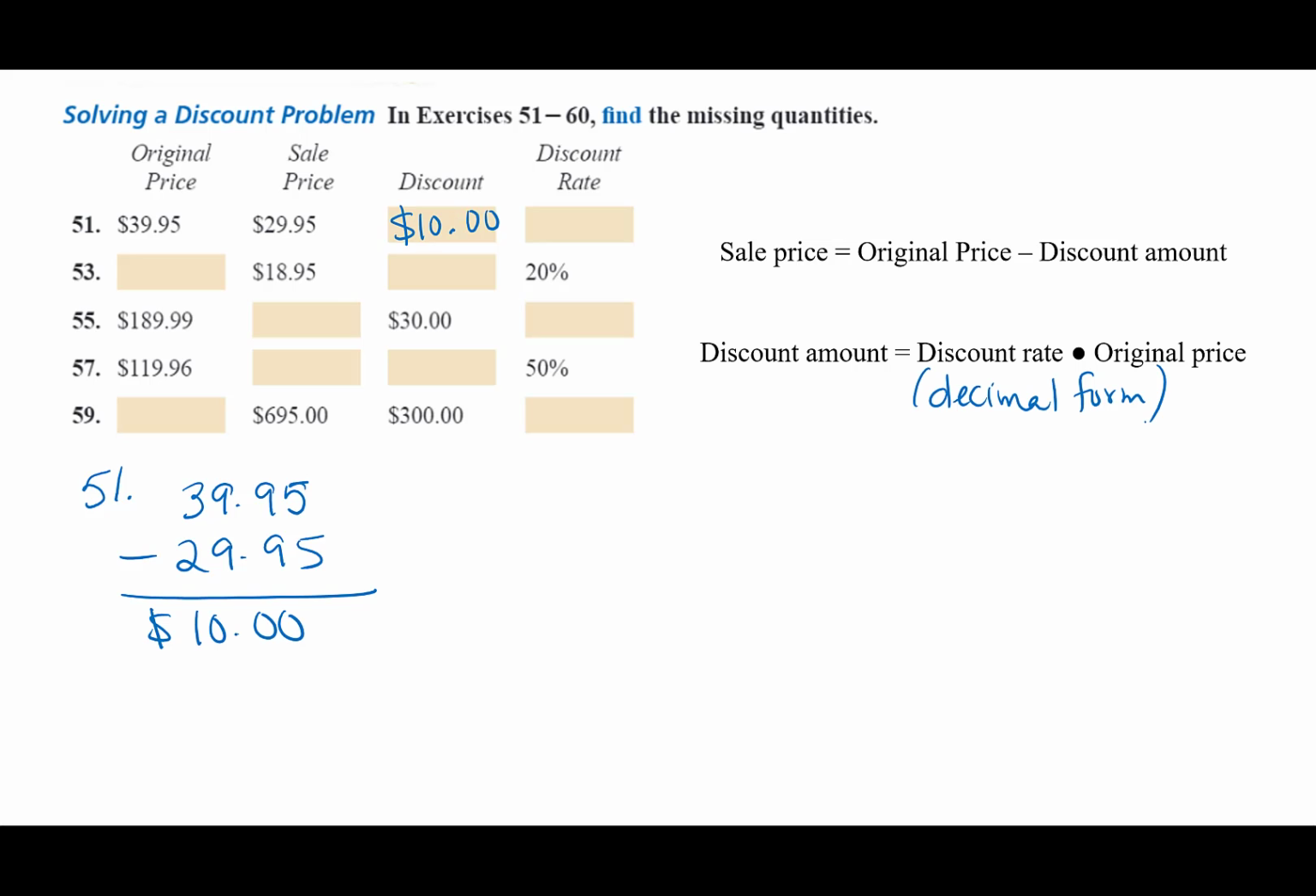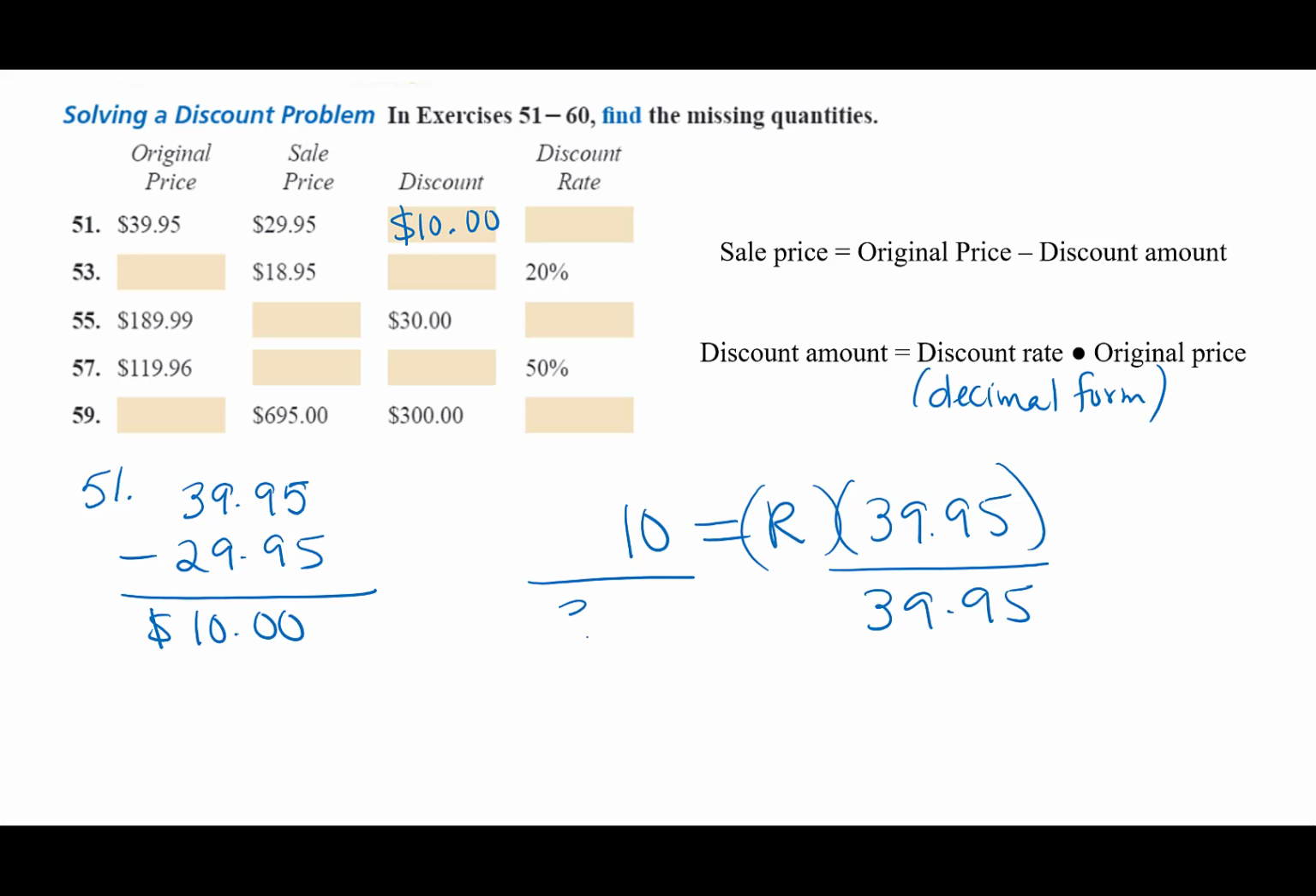Next, we need to find the discount rate. I'm going to work from the second formula and plug in the information I know and then solve for the discount rate. 10 equals the discount rate, which is our unknown. I'm going to put a capital R, times the original price, which was $39.95. I need to divide both sides by $39.95. That gives us the decimal 0.2503. When you move the decimal 2 places, we can just round that to 25%. And so that is our discount rate.